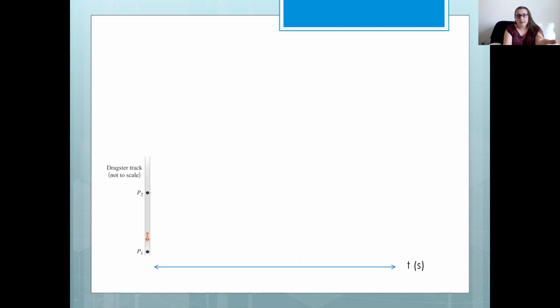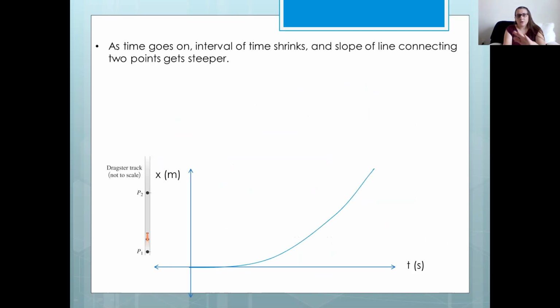So let's put that in context. Okay, here we have our race car, the overhead view again. And this is the graph that I had showed you before, right? Our nice curve as it speeds up and tries to run the races. Turbo kicks in or what have you. So as time goes on, the interval of time between our 2 points of interest shrinks, and the slope connecting those 2 points gets steeper. So this is what we saw previously.